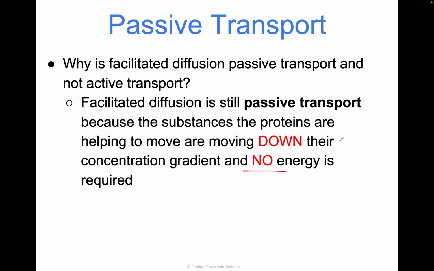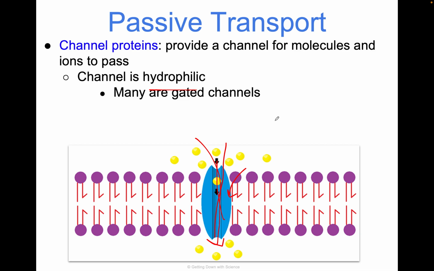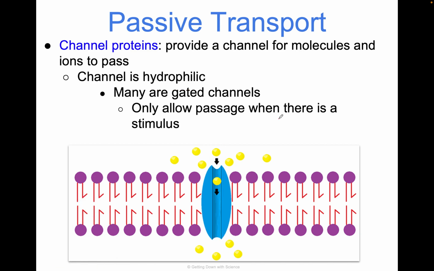Okay, so let's talk channel proteins. So this is one type of protein that acts in this facilitated diffusion process. It provides a channel for molecules and ions to cross through. So you saw some of these when we were making our models of the membrane, right? This is an integral protein, but it's an integral protein that has a channel through it. That's all. The channel itself is hydrophilic, allows for that passage, and some of them are gated. Many are gated channels, I should say. This only allows passage through when there's a stimulus.